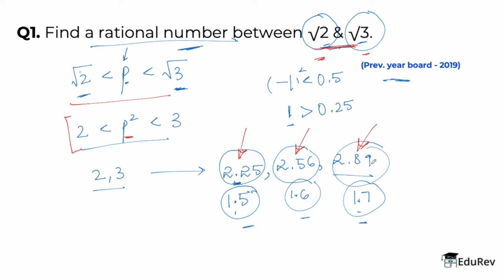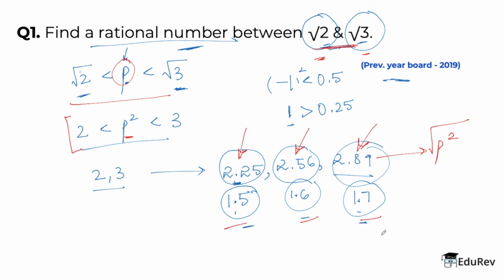And now I wanted to find out what p is. I didn't want to find out p square. All these numbers are what? p square. But I wanted to find out what? p. So I need to do what? Under root of these. So when I did under root of these, I was able to find 1.5, 1.6 and 1.7. And these are the rational numbers between root 2 and root 3.